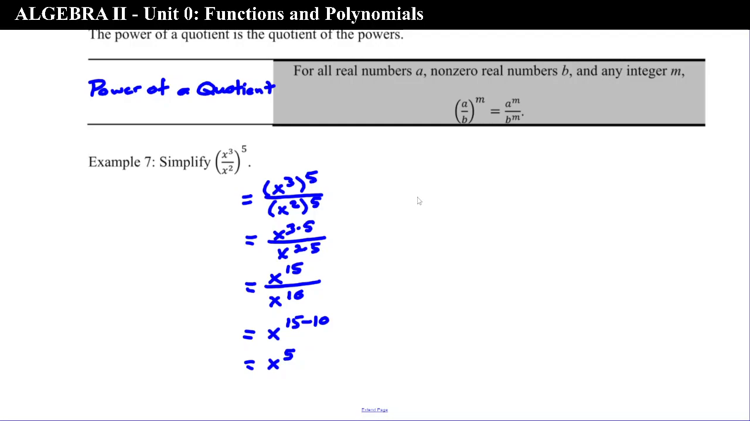Well, we can start with what's on the inside. And if we start with what's on the inside, we have x to the third over x squared. We can go ahead and subtract, using the quotient rule, subtract our exponent. And then we keep our fifth on the outside. Well, what's x to the 3 minus 2? Well, that's just x. And so we end up with x to the fifth. So we got to the same place, but it was a much shorter route.